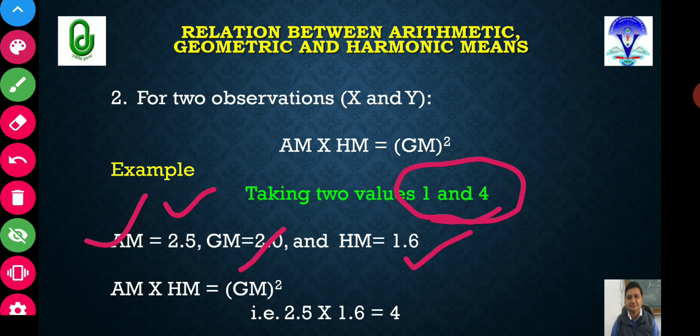The second one, if you multiply the arithmetic mean and harmonic mean, that is 2.5 into 1.6, it will give the square of the geometric mean. The geometric mean is 2, and here you are getting 4. So multiplying the arithmetic mean and harmonic mean gives the square of the geometric mean.